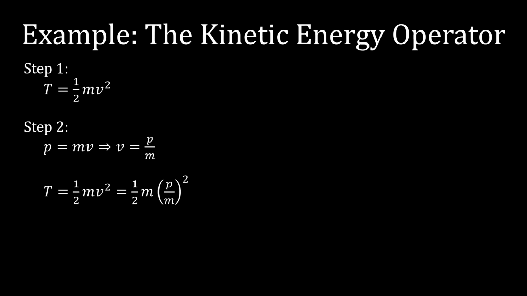We're going to start by rewriting what we had in step one, 1/2 mv squared, and then plug in momentum over the mass for the velocity. And this gives us 1/2 m times p over m squared. We could rewrite that as mp squared over 2m squared by working out the square. And then simplifying, we get p squared over 2m. So just as kinetic energy, or T, is 1/2 mv squared, we could also write it as p squared over 2m. So now we're almost done.